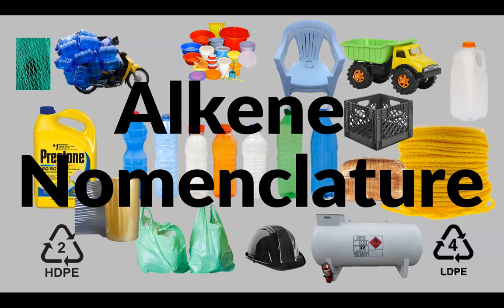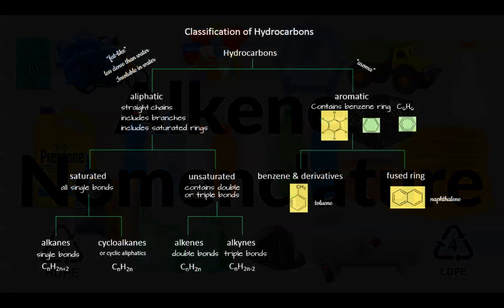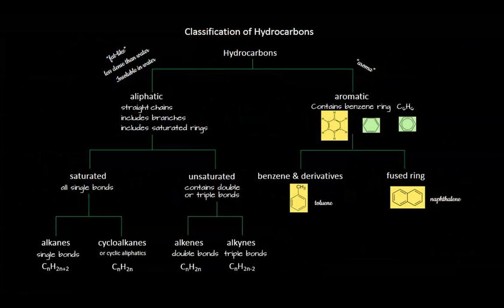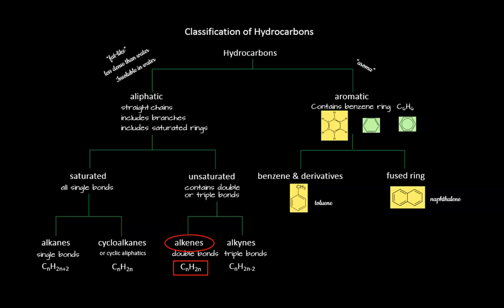Alkene Nomenclature. Let's look at the characteristics of alkenes, starting down here. They all conform to this formula if there's just one double bond and only carbon and hydrogen atoms. They are unsaturated, in this case, and they are part of the aliphatic group of hydrocarbons. There are straight chains and branched chains.